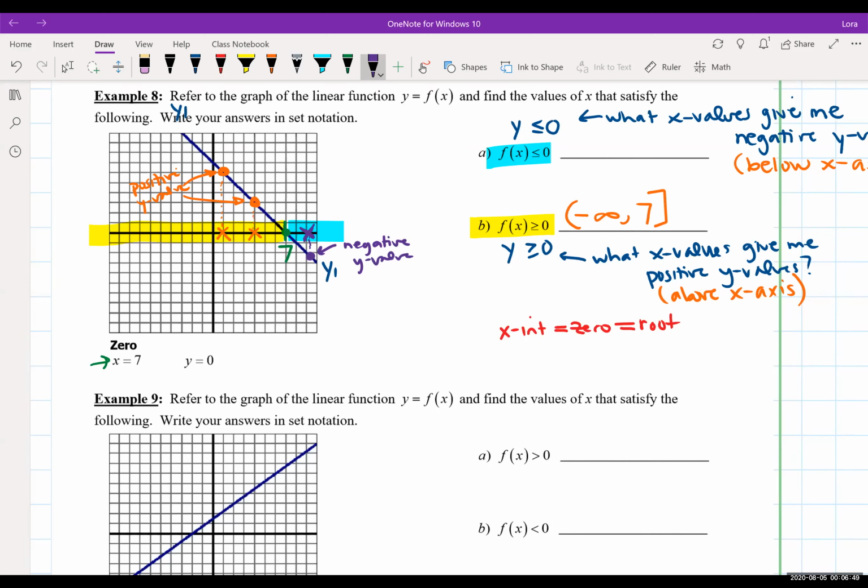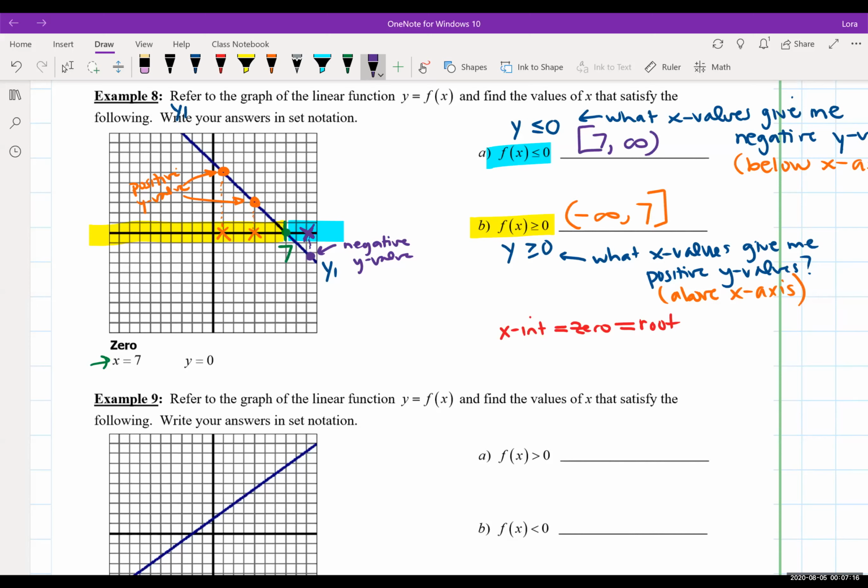And then if you say, okay, what does it mean to be a negative y value? That means y is less than 0, or if we want to talk about the function notation, f of x is less than 0. So if we're describing all these x values that make negative y values, we should be describing all the numbers to the right of 7. So it's going to give us 7 to positive infinity.